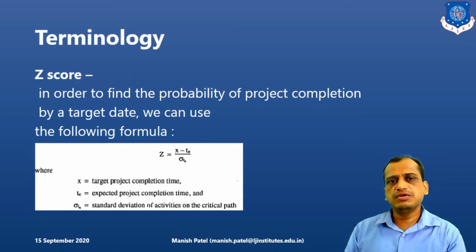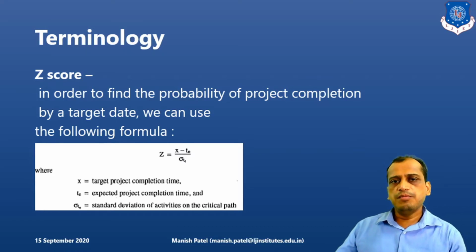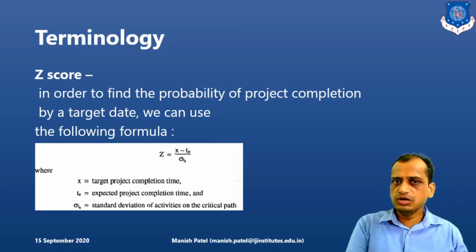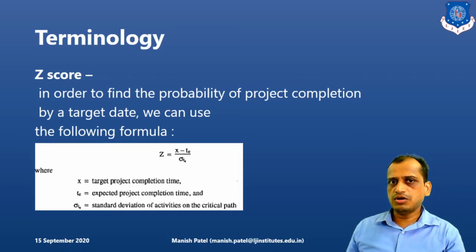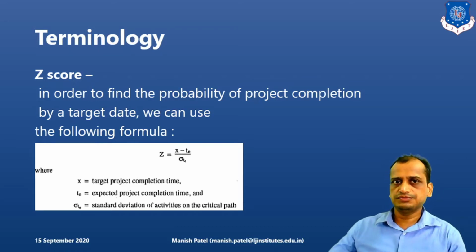It will be given beforehand. But you can decide when you want the project to complete, and the estimate is based on the expected project duration, that is TE. Based on this, we will find out the Z score. We will look into the Z score table, and from there we will get the probability to complete the given project.